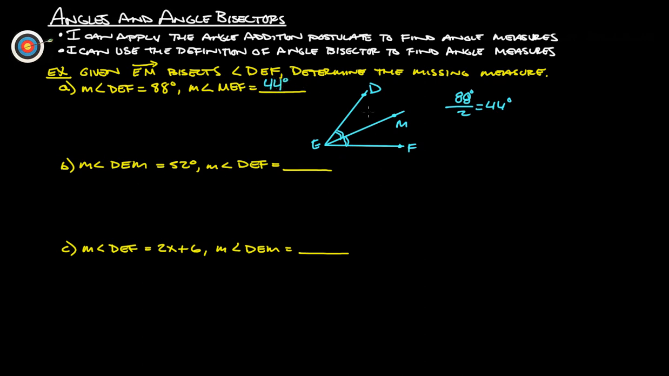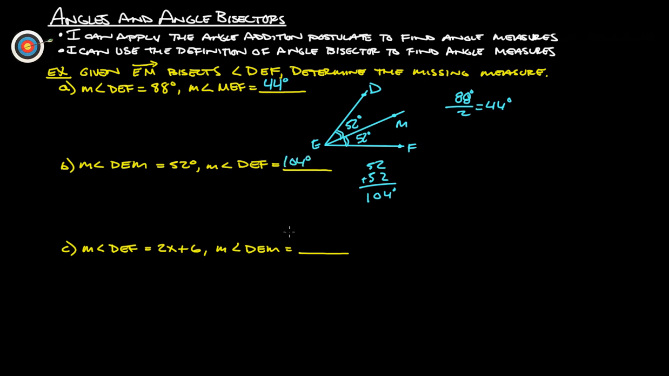Okay, part B: if DEM equals 52, so if this is 52 up here, the measure of angle DEF would be what? This is also going to be 52, so we'd have to add those two together. 52 plus 52, 104 degrees would be DEF.